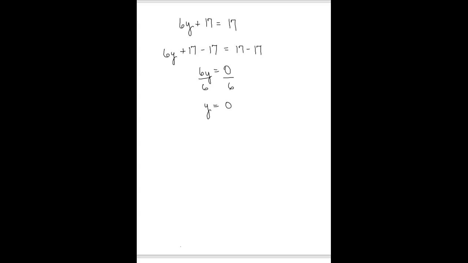And you can go ahead and, again, plug that back in. I'm going to say 6 times 0 plus 17 equals 17. Well, when I go ahead and do this, I'm going to have 0 plus 17 equals 17. And that means 17 equals 17.